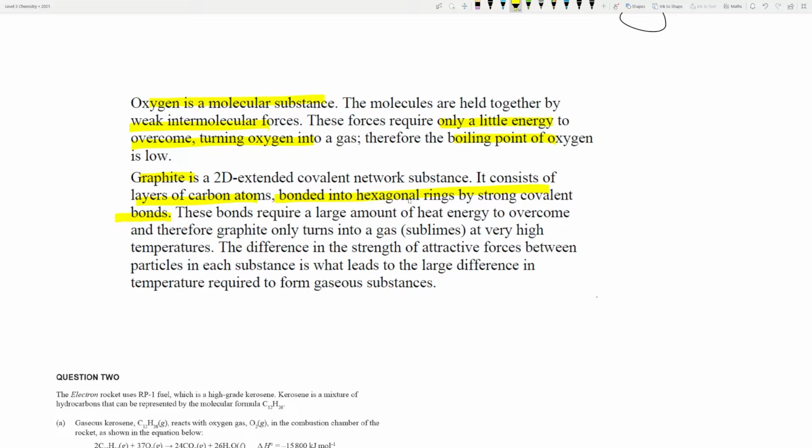I'd say your graphite is a 2-dimensional covalent network, whereas your diamond is a 3-dimensional network, which is held together, each carbon bonded to 4 other carbons, whereas your graphite is 1 carbon bonded to 3 other carbons. But they're held together by strong covalent bonding, and that requires a lot of energy to break this force of attraction in order to melt it. Okay, so pretty straightforward here.